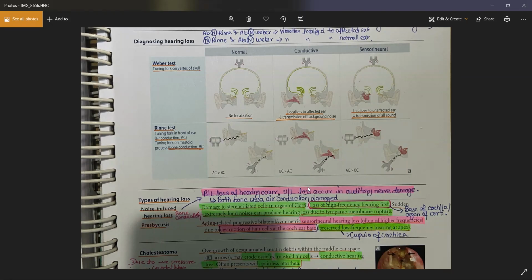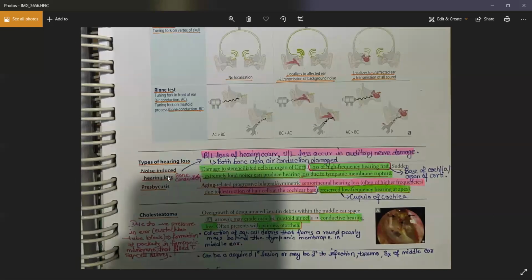And how can the auditory nerve get damaged? Schwannoma. Schwannoma, yes. Now, second, you have presbycusis, which is age-related and progressive. It could be bilateral. It could be symmetric. You can say both terms, right? Sensorineural hearing loss, and that happens because of high frequency sound, because of a destruction in the cochlear base, similar to noise-induced hearing loss.